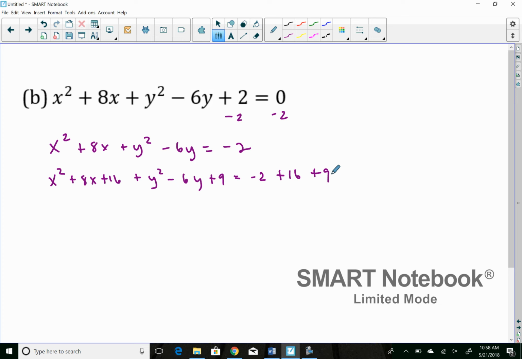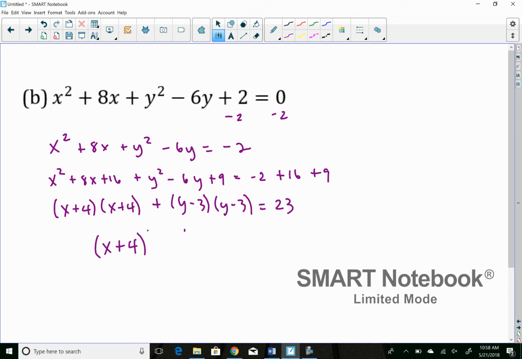So then if I go through and complete the square, I have x plus 4 after factoring. I have y minus 3 and y minus 3 after factoring, and this becomes 23. Rewrite these as their terms squared. And then we know the center is -4, 3. And the radius is the square root of 23.